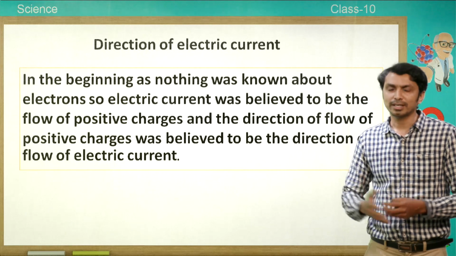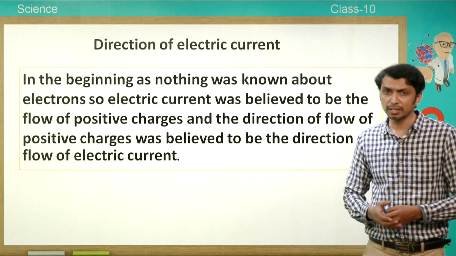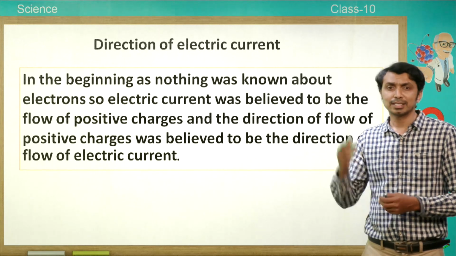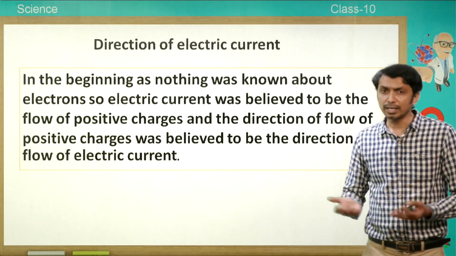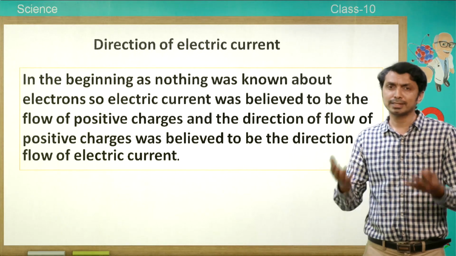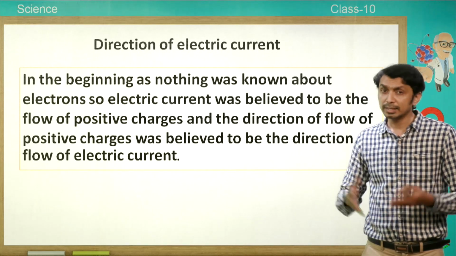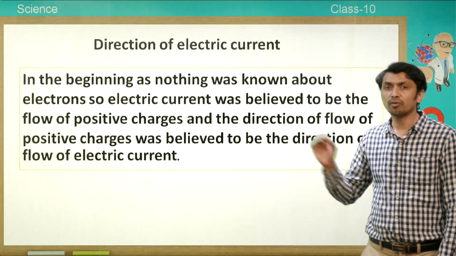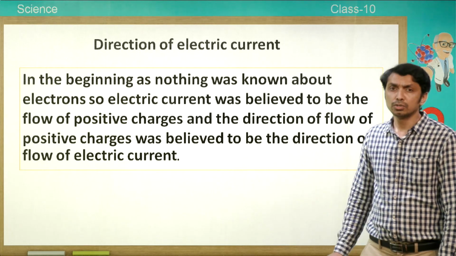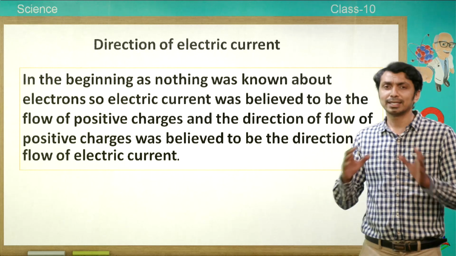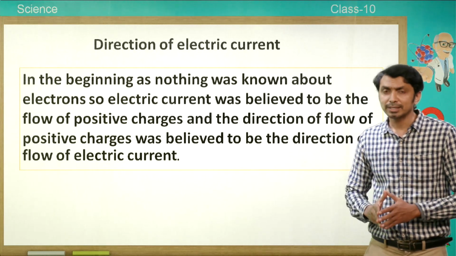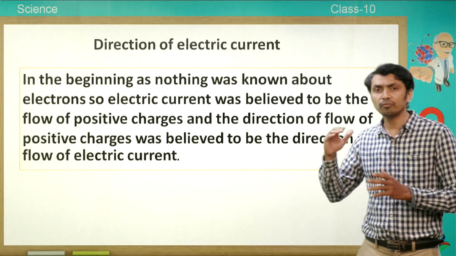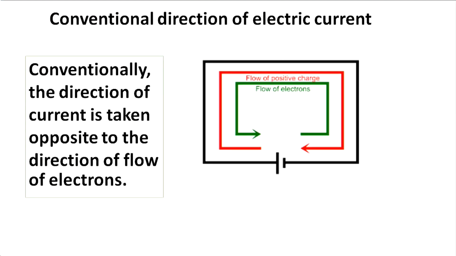Yes, you are right. You have seen it already in the activity that charges are moving from one point to the other. Now, earlier in the beginning, when the studies were going on regarding charges, they did not know the existence of electrons. So, they did not know about the proper movement of electric charges. Then they believed that the electric current is a flow of positive charges. That is what we call the conventional direction of electric current.